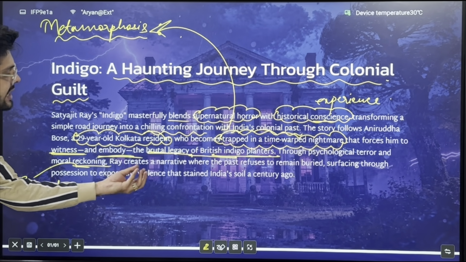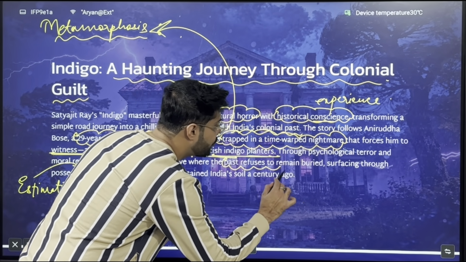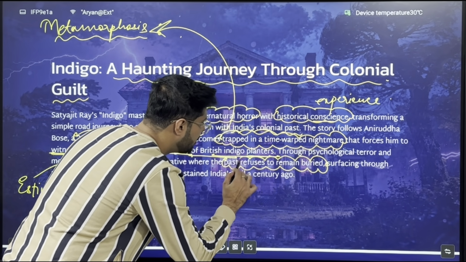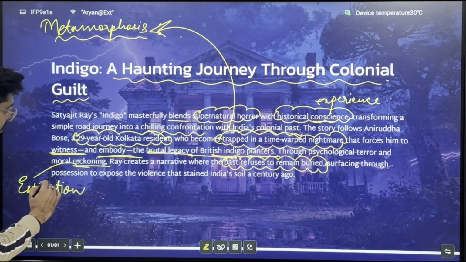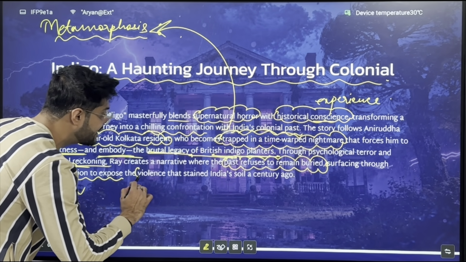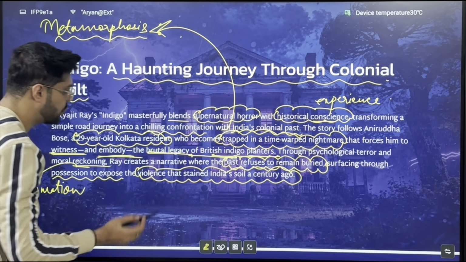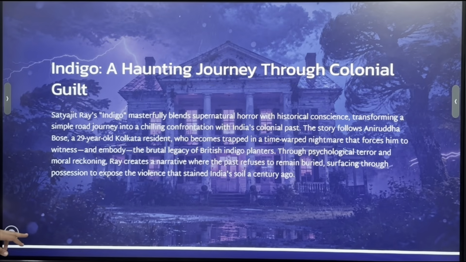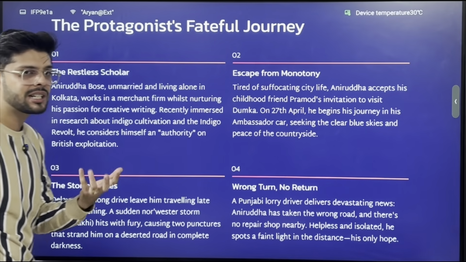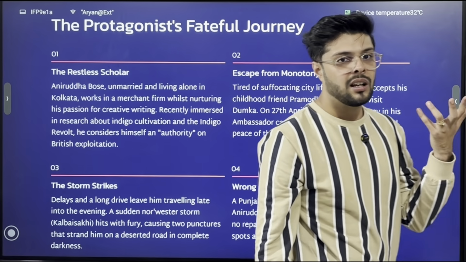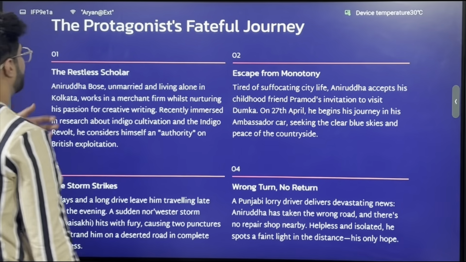Ray creates a narrative where the past refuses to remain buried or hidden. It surfaces, coming out through possession, to expose the violence that stained India's soil centuries ago. The blood of the past, which was mixed in India's soil, still continues to haunt that particular place. That is what the story is about.